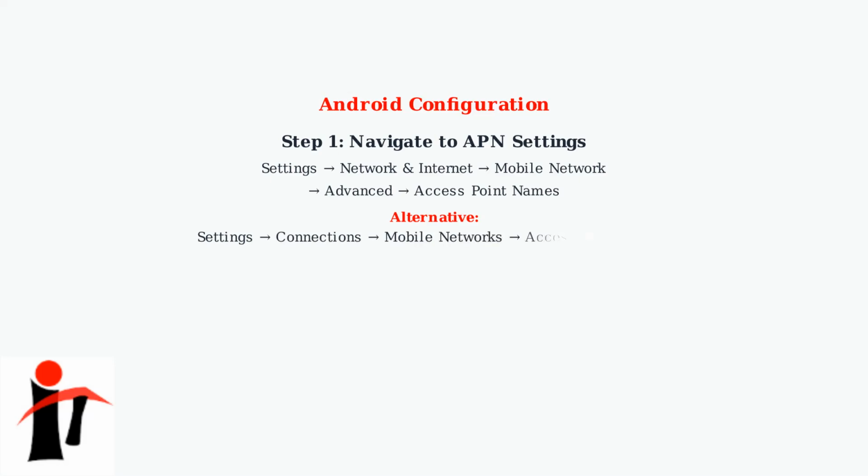Go to Settings, then Network and Internet, Mobile Network, Advanced, and Access Point Names. On some devices, you may find it under Settings, Connections, Mobile Networks, Access Point Names. Here, you can see the Mobile Networks menu with Access Point Names highlighted. This is where you'll create your new APN configuration. Tap the plus button to create a new APN.